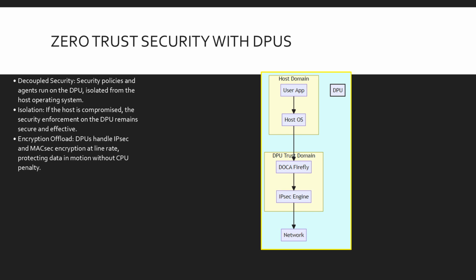We learned that DPUs provide a robust security boundary protecting the data center infrastructure even from compromised hosts. This diagram depicts the security boundary. The host domain contains the user app and host OS. Traffic leaving the host must pass through the DPU trust domain. Here, the DOCA Firefly firewall inspects traffic, and the IPsec engine encrypts it before it hits the network. This physically and logically separates security enforcement from the potentially vulnerable host environment.